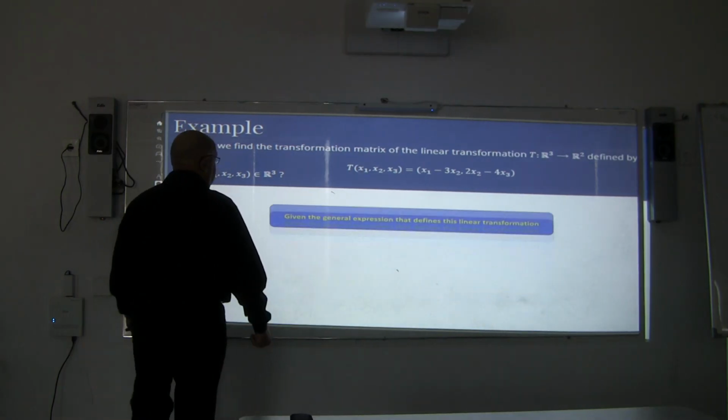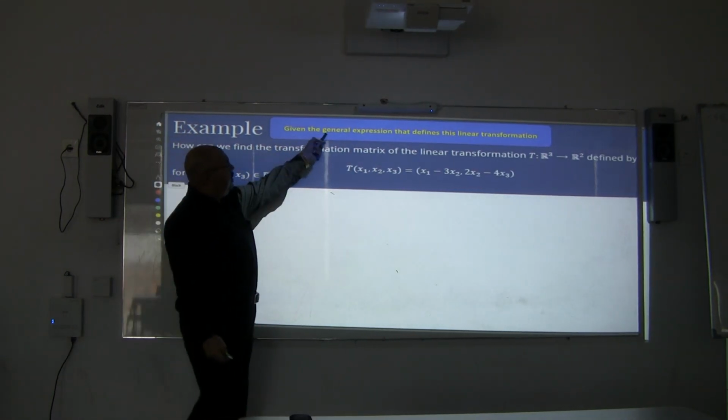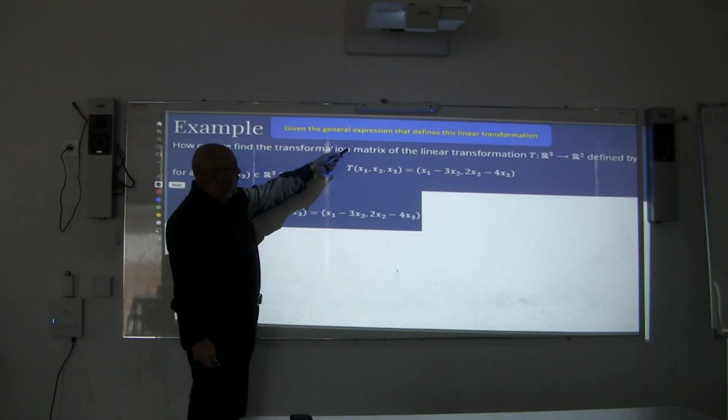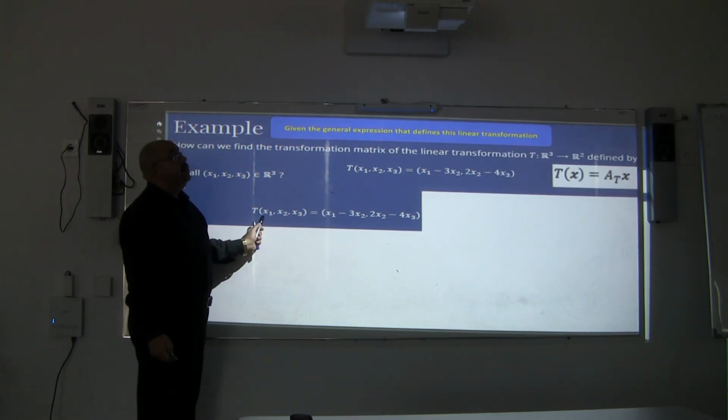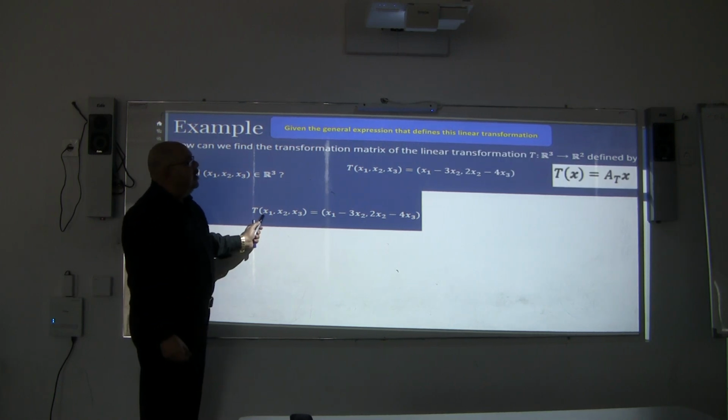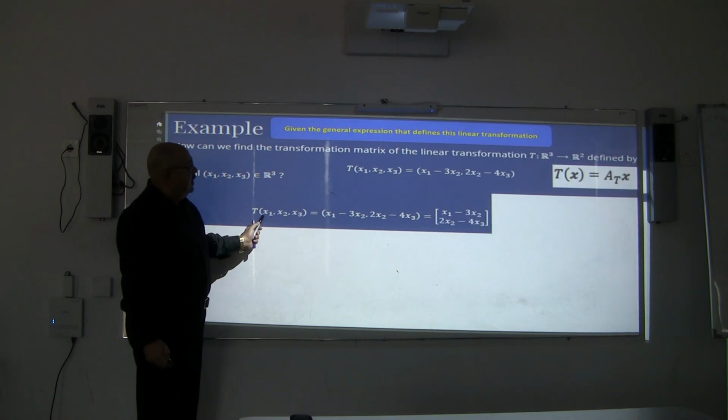So, once more, given the general expression that defines this linear transformation, here is the general expression. Remark, this is the transform. Transform equals AT times X. Next step.